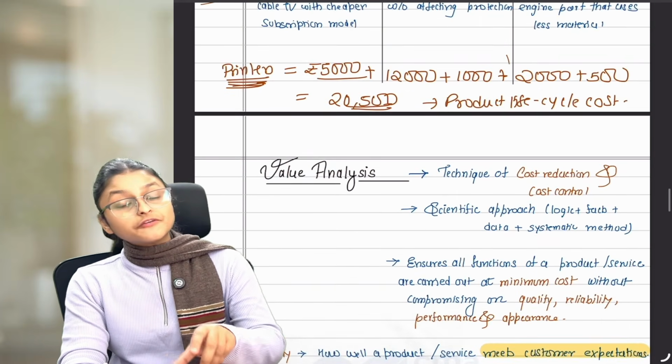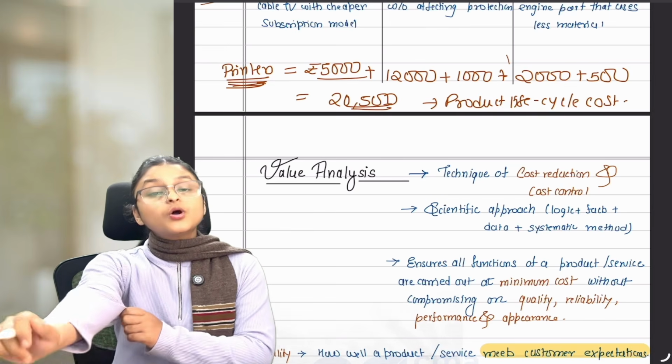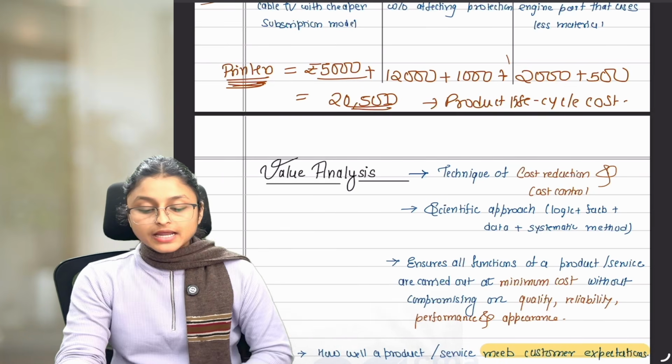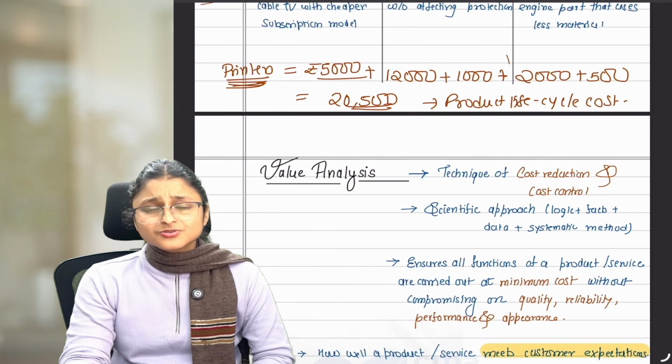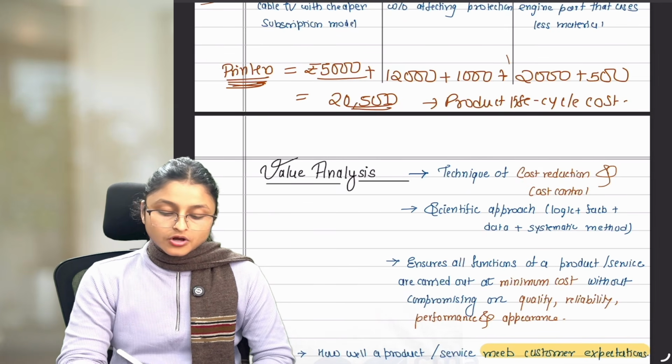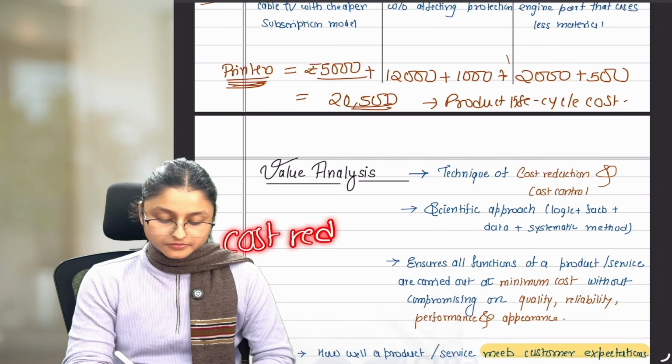Done. Next, this was the difference between value innovation, analysis and engineering for getting a better understanding. Now let's see the definition of value analysis. What is value analysis? So value analysis is a technique of cost reduction and cost control. Now, what is cost control and cost reduction? Cost reduction means reducing the cost.